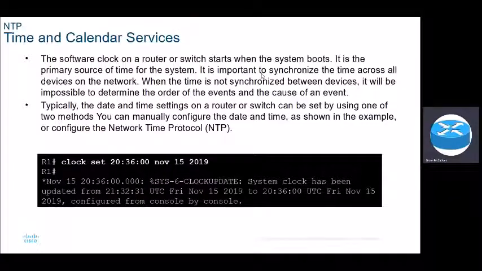And so the software clock on a router or switch starts when the system boots. It is the primary source of time for that system. It is important to synchronise the time across all devices on the network. When the time is not synchronised between devices, it will be impossible to determine the order of events and the cause of an event. Typically, the date and time settings on a router or switch can be set by using one of two methods. You can manually type in the date and time.